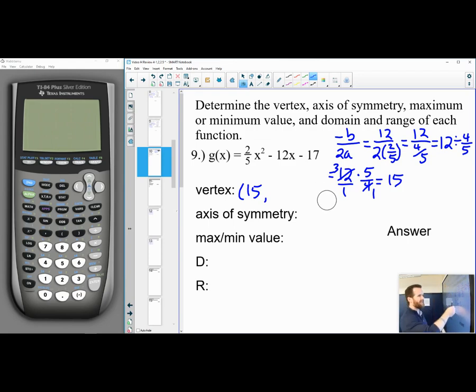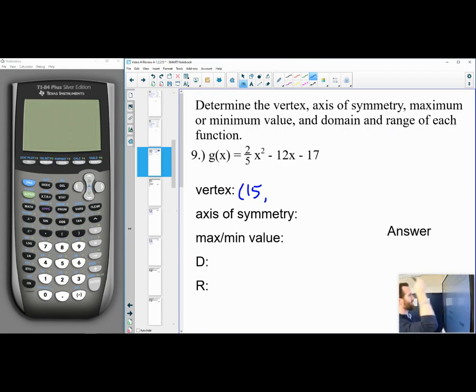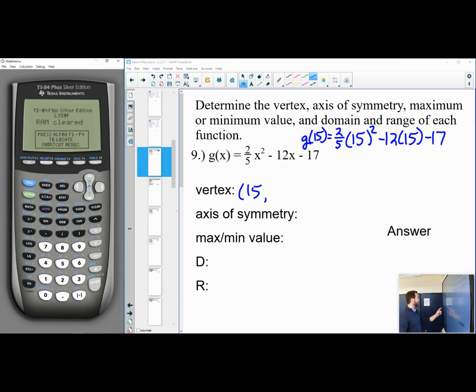So tell you what, just to save some space, I mean, this is a video, I don't need to keep all this here. You can always go back if you need to see that work. So now we just take that 15 and plug it in. So it's 2 over 5 times 15 squared. I guess technically I should have g of 15 here equals 2/5 times 15 squared minus 12 times 15 minus 17.